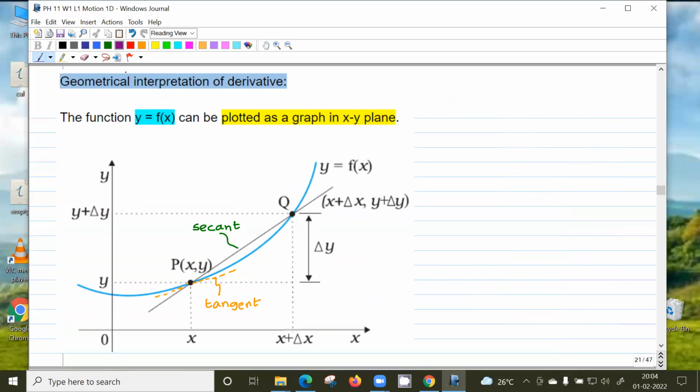Here there are two points, P and Q. From P to Q, y is changing by delta y and x is changing by delta x, and delta y by delta x is the slope of the secant. When this delta x becomes very, very small, this secant will become a tangent, and this tangent is called the derivative. For derivative, you have to take dy by dx. Dx means very, very small. Derivative is not delta y by delta x, it is dy by dx.